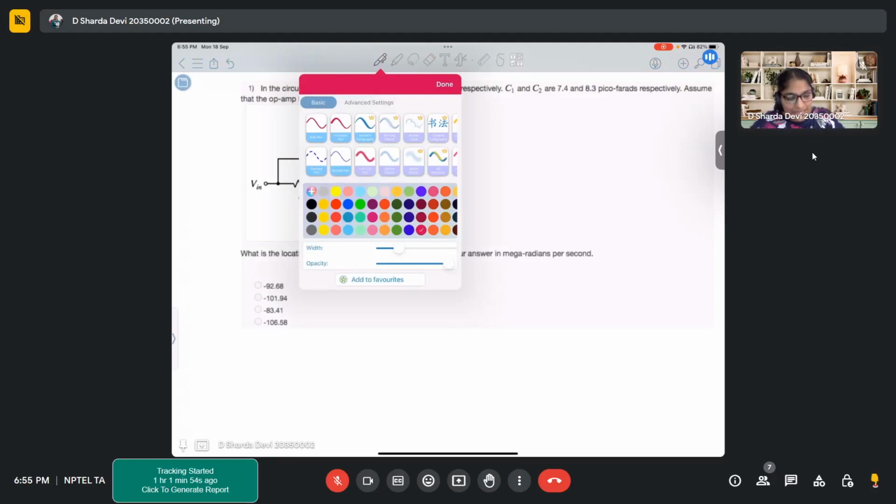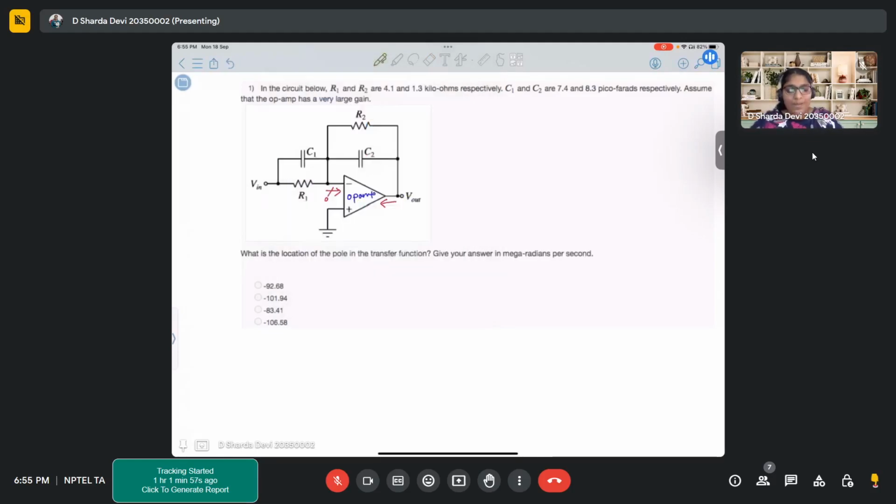Secondly, let's say your op-amp has very high gain. To get that very high gain, there is a concept of virtual short. For very high gain amps, your V minus equals V plus. So while using an ideal op-amp or an op-amp with very high gain, we consider that the voltages at these two nodes are equal. And considering that, we solve the equation.